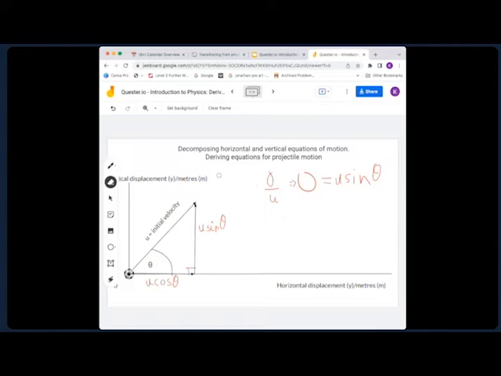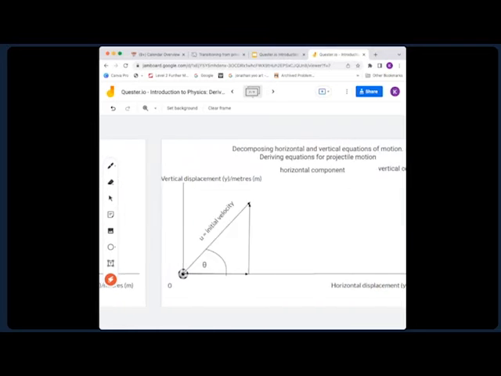Cool. So that's literally what we've done now. We've decomposed the horizontal and vertical components of the equations of motion, right? So our initial horizontal velocity is going to be equal to u cos theta, and our initial vertical velocity is going to be equal to u sine theta.